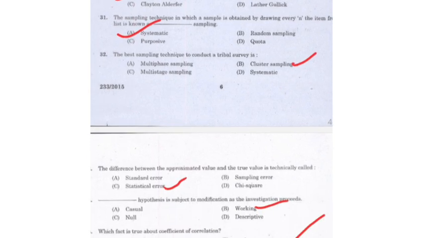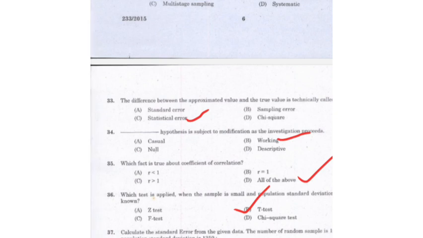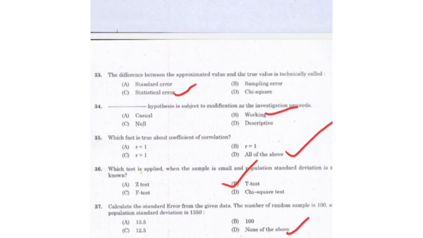And the best sampling technique to conduct a tribal survey is multi-phase sampling, cluster sampling, multi-stage sampling, systematic sampling. And here the answer is cluster sampling. The best sampling technique to conduct a tribal survey is cluster sampling. And the next question, the difference between the approximated value and the true value is technically called standard error, sampling error, statistical error, and chi-square. And here the correct answer is statistical error.